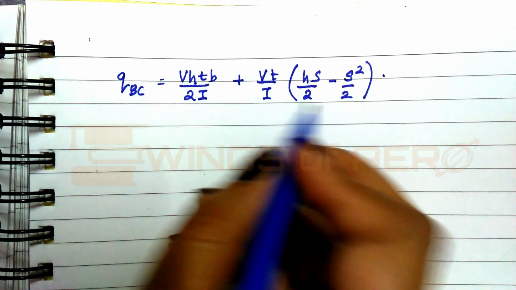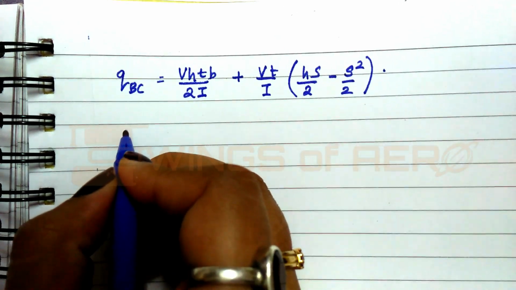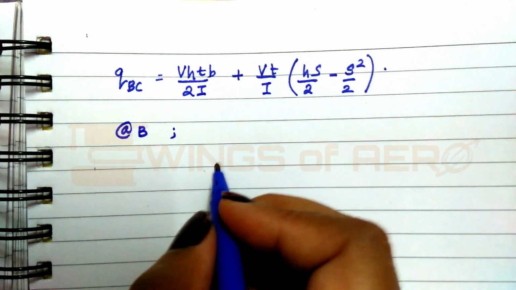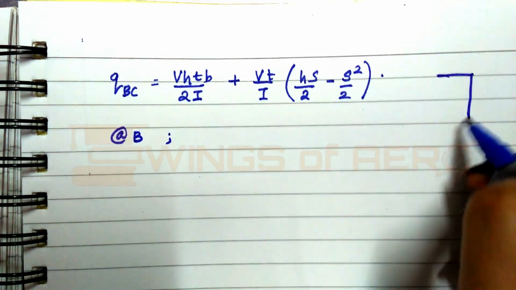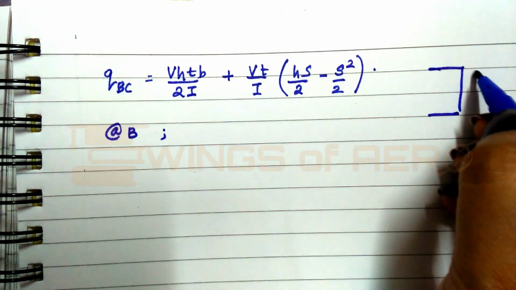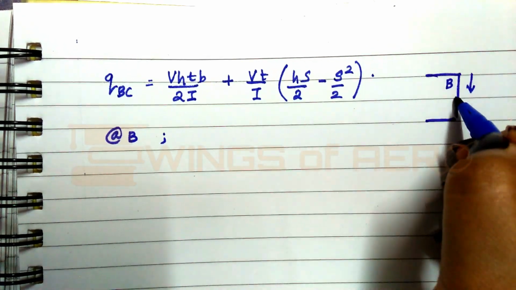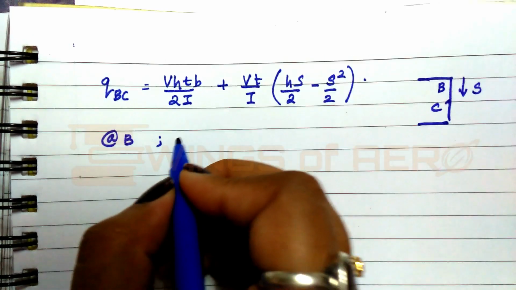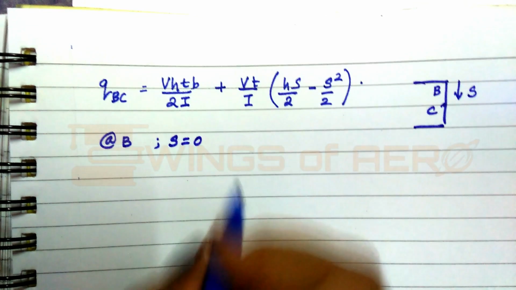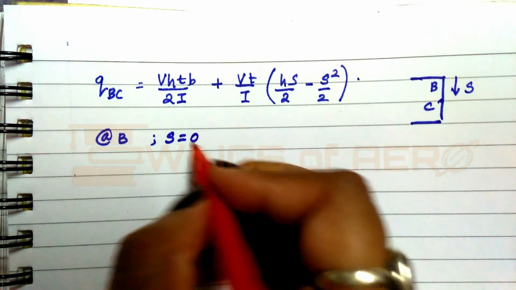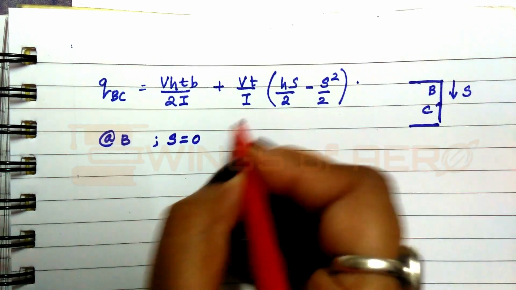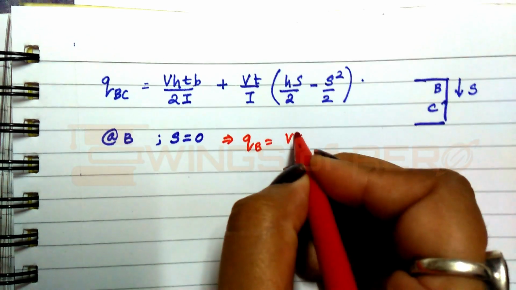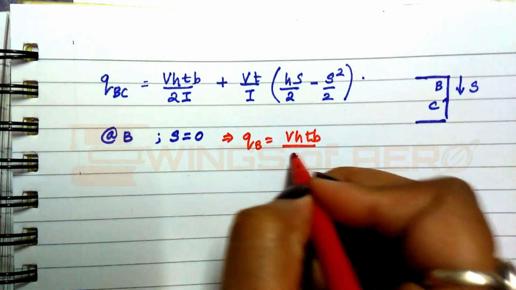Now we got this equation. After that, we are going to substitute at point B. This is our C section, and B and C are the points. We are going to start from here again, so we consider s equal to 0. We substitute s equal to 0 in this equation, and we get q_B equals again the same, V h t b / 2I.